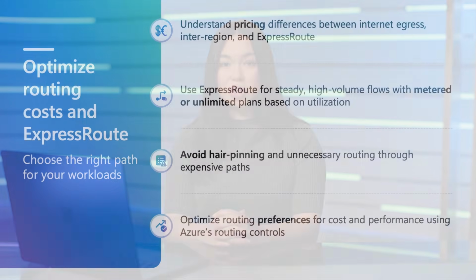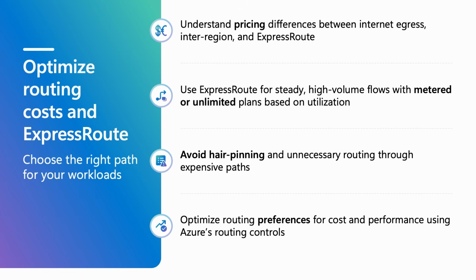Avoid surprise routing costs and be aware of hairpinning, again where data unnecessarily takes a circuitous route, which can lead to unexpected charges and additional latency. Always review your network architecture to ensure data is routed efficiently and not through expensive, ineffective paths.